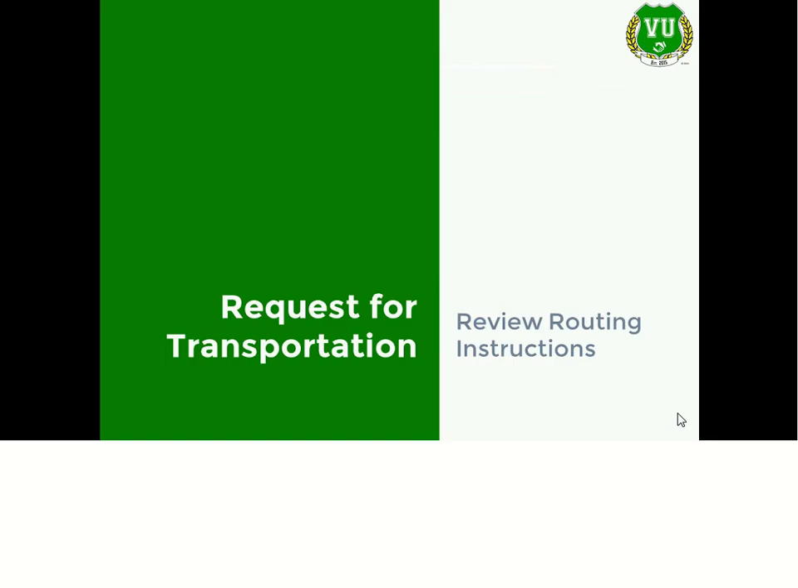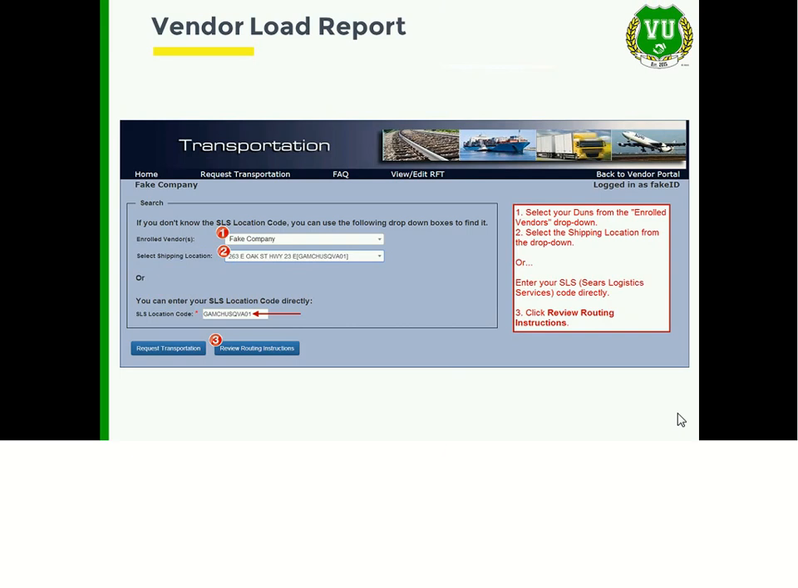We'll review some of the routing instructions. Your vendor load report represents the POs that you have entered to request transportation on and will indicate pickup, carrier, and load number. To retrieve this information, you can select from the enrolled vendors drop-down and enter in your DUNS. Select the shipping location, or you can enter your Sears Logistics code directly, and then click Review Routing Instructions.